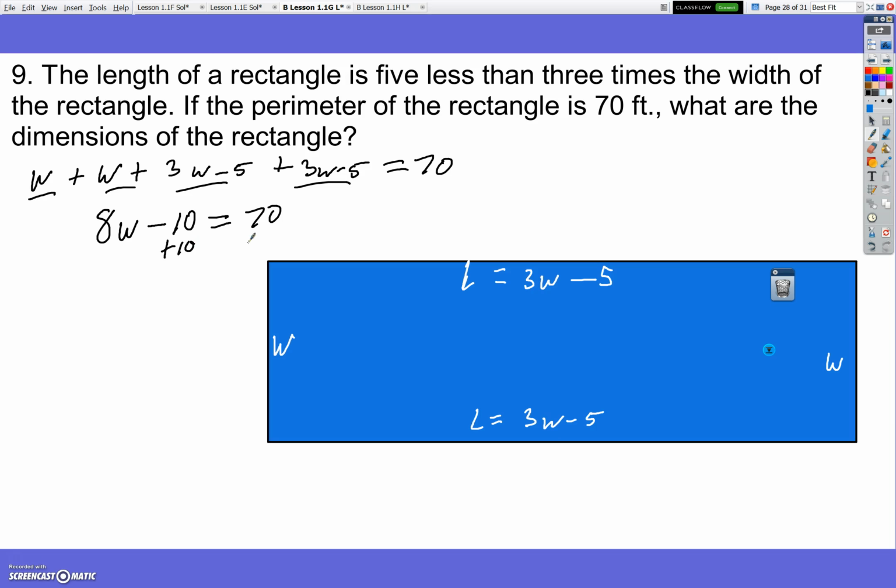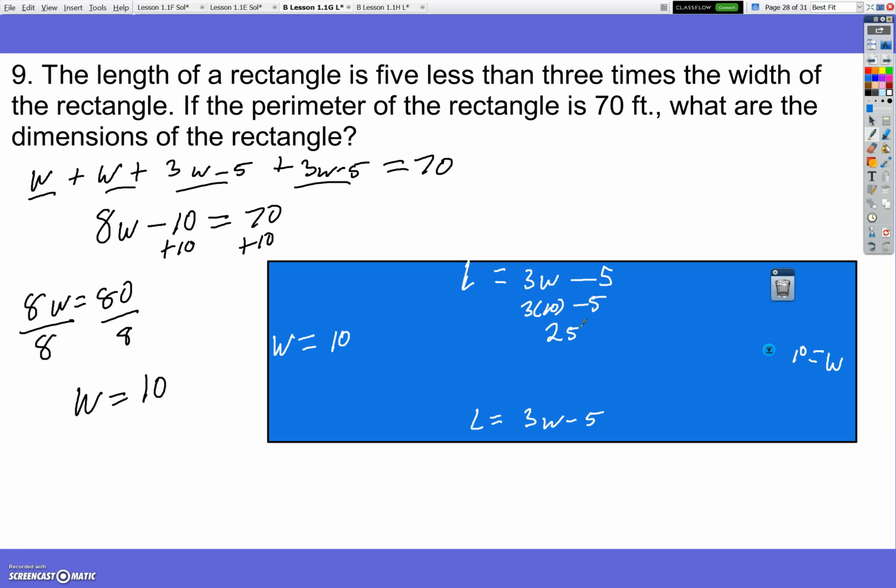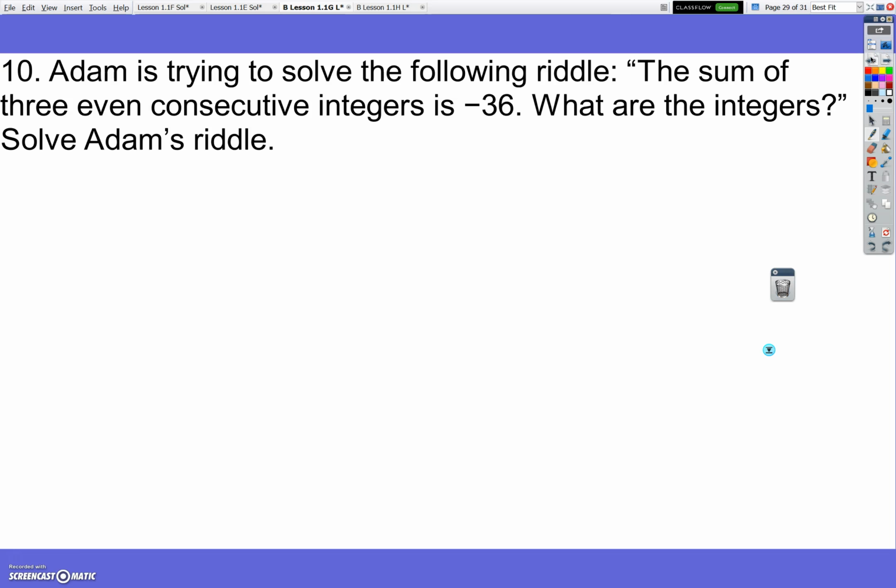So I'm going to add 10 on both sides. This will give me 8w is equal to 80, which means when I divide both sides by 8, w will equal 10. So that means that my width is 10, this width is 10, and it says that the length is 3 times the width minus 5. So 30 minus 5 is 25, 30 minus 5 is 25. So that is the dimensions of that rectangle. Alright, so let's go ahead and take a look at the next one.